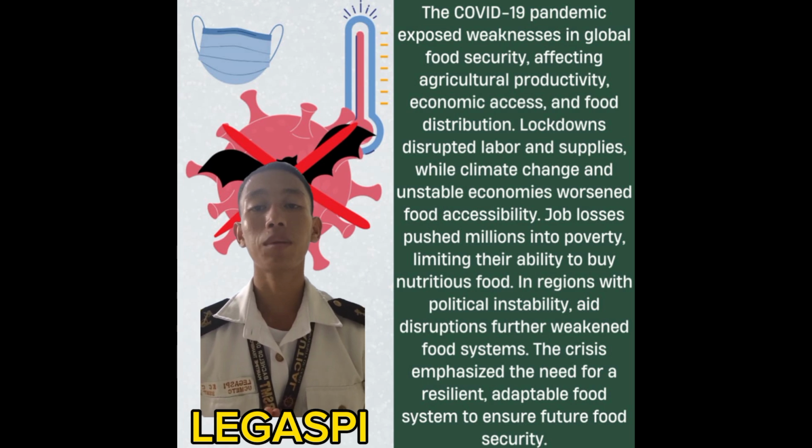Five is political stability. While the pandemic did not directly create new conflicts, it worsened instability in regions already affected by political unrest. Disruptions to international aid and funding strained food programs, underscoring the need for strong governance to keep food systems stable.